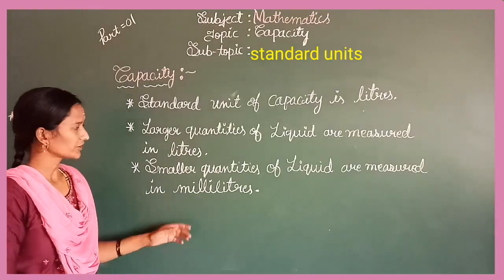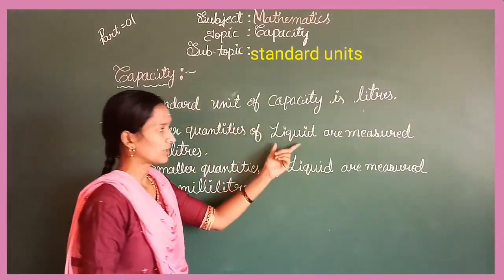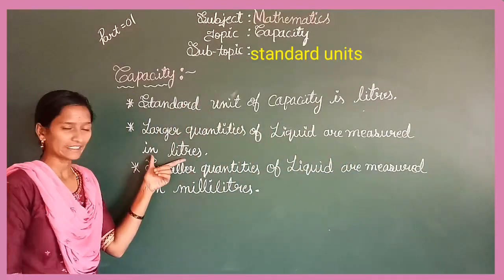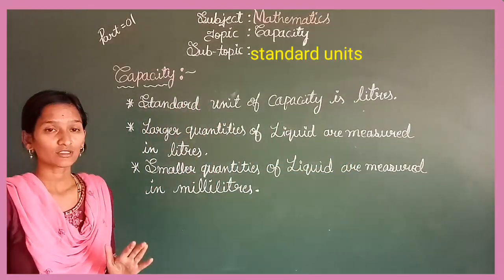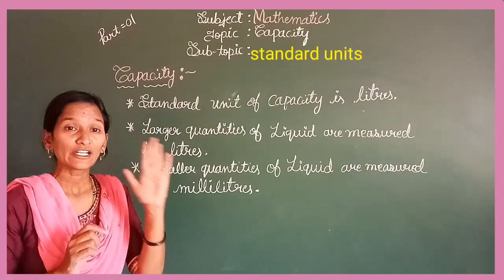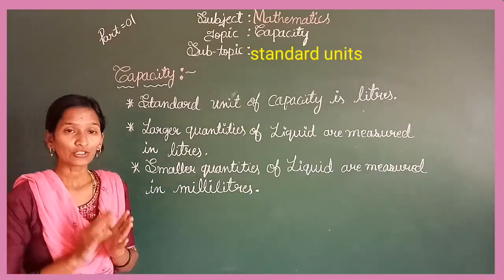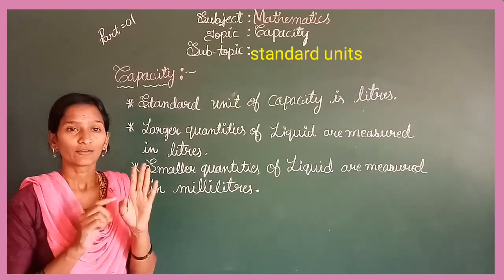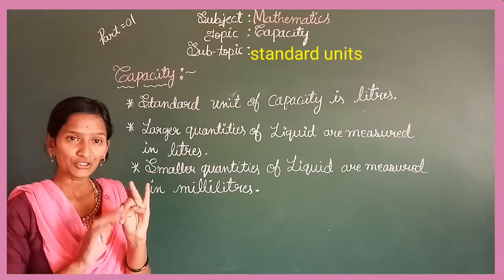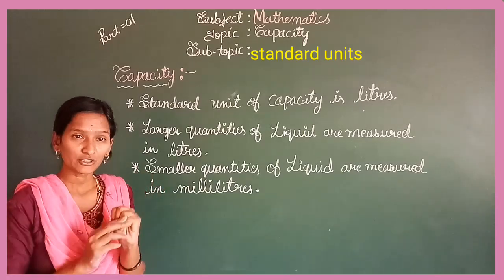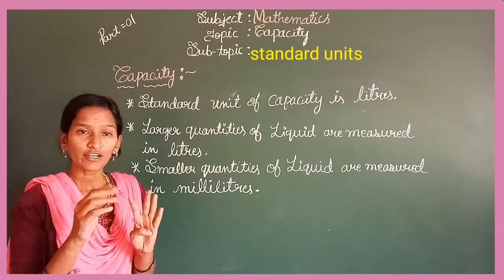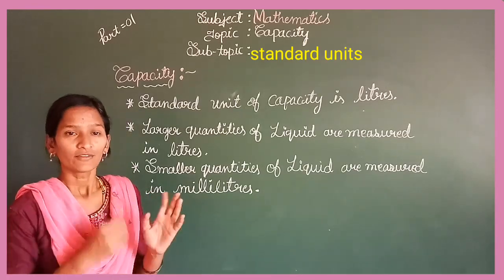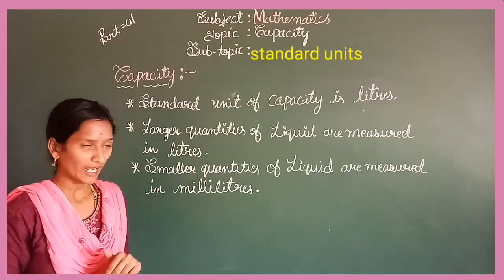Students, look here, the larger quantities of liquids are measured in liters. In the capacity concept, we are taking only liquids. So already you know the liquids are water, milk, juice, kerosene, petrol, diesel, refined oils. These are all a few examples of liquids, right?